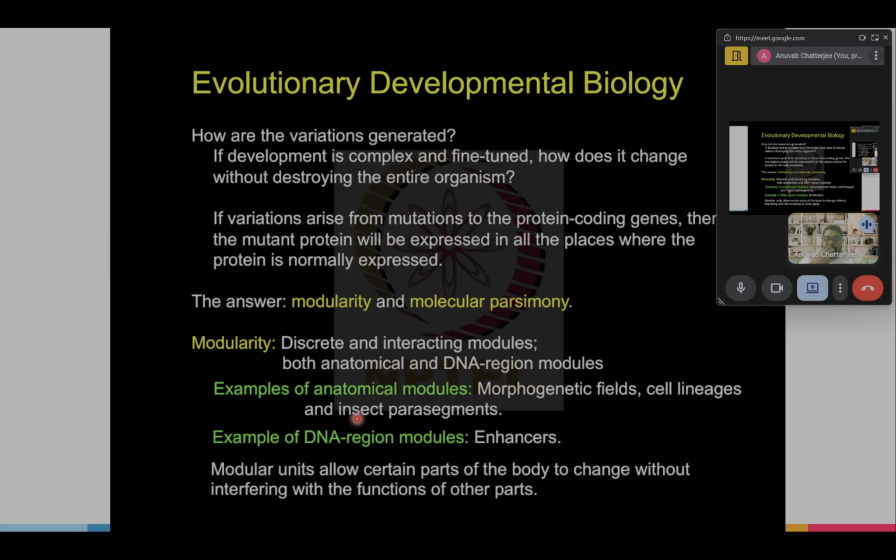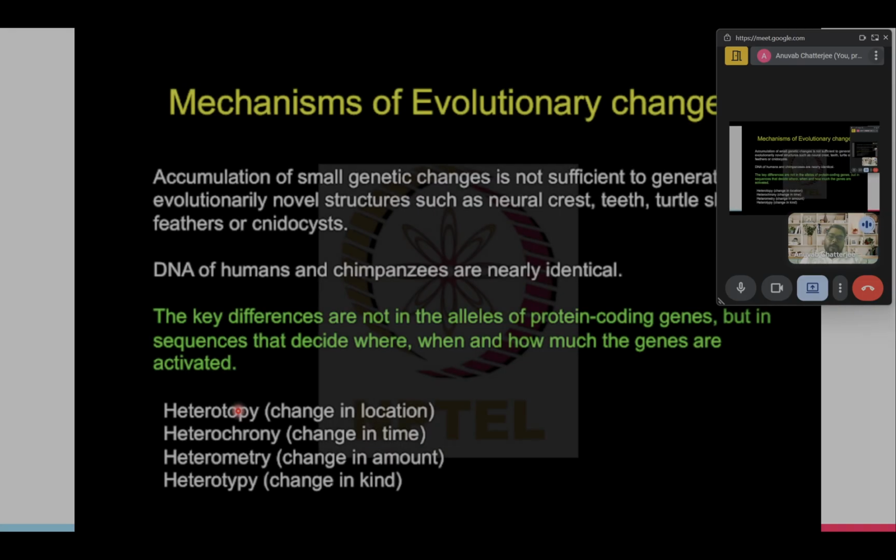And then there are DNA region modules, which I've already mentioned, which are enhancers. You can just plug and play enhancers, pick one up from somewhere, put it somewhere else, and the enhancer will work almost similarly, so that you can have tissue-specific expression changes throughout development, which will generate variations which can be selected by evolution. So this is one of the ideas behind how development contributes towards evolution.